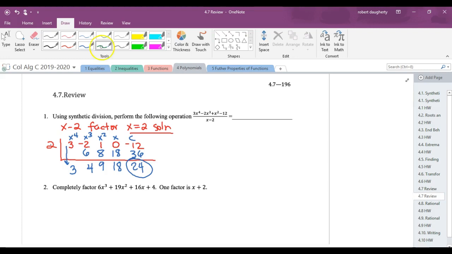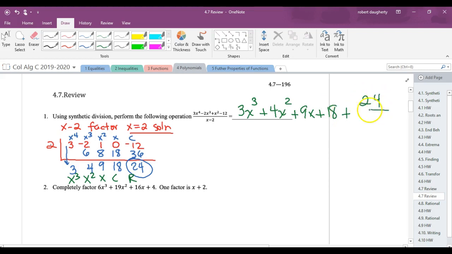How do I read this answer? This is my x cubed, my x squared, my x, my constant, my remainder. So this final answer is 3x cubed plus 4x squared plus 9x plus 18 plus 24 divided by x minus 2. Okay.